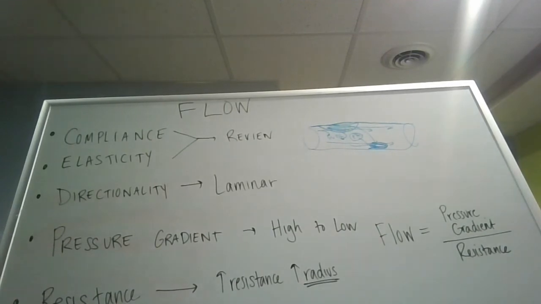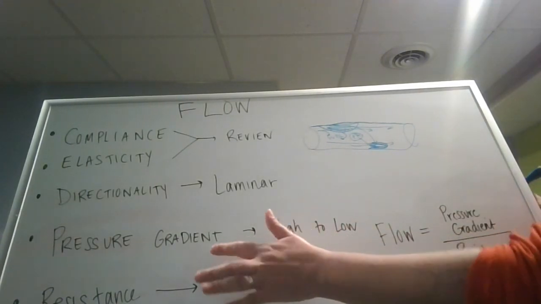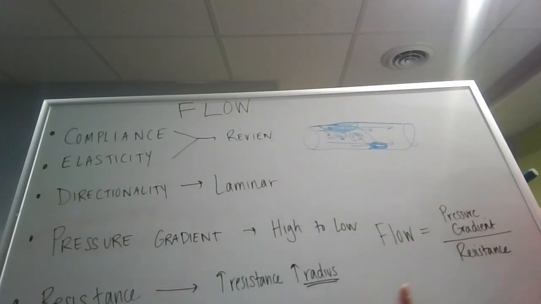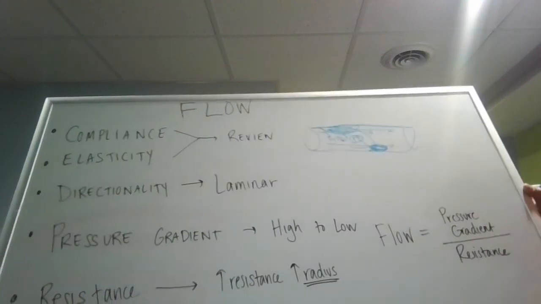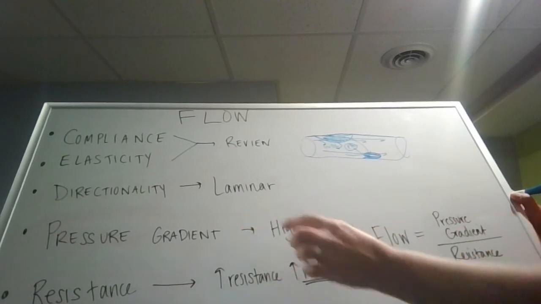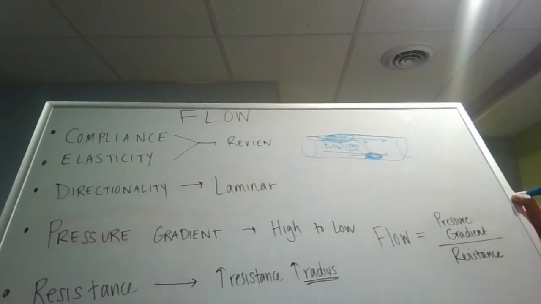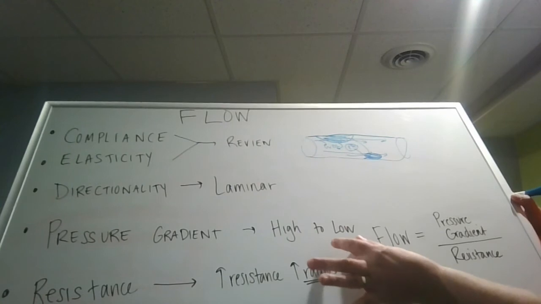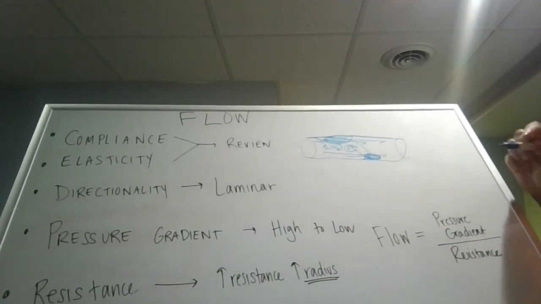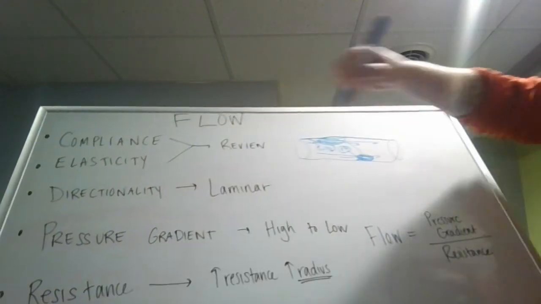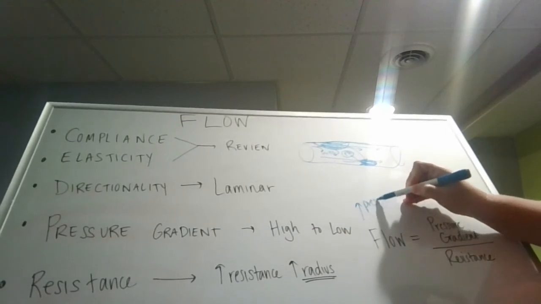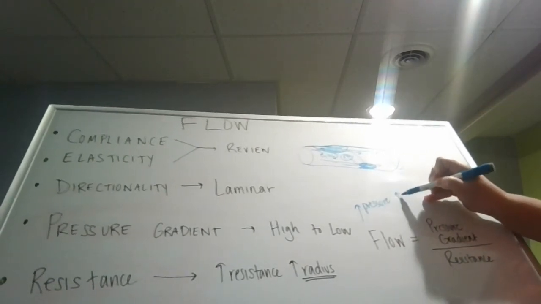The other big issue for determining flow is pressure gradient as well as resistance. If there's a pressure gradient, meaning there's one section of the vessel with high pressure and the next section of the vessel with low pressure, then that'll increase flow. So flow and pressure have a direct relationship. If the pressure gradient goes up, then flow goes up.